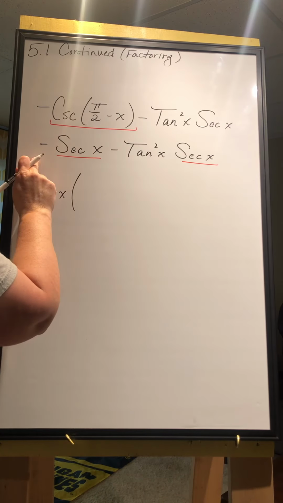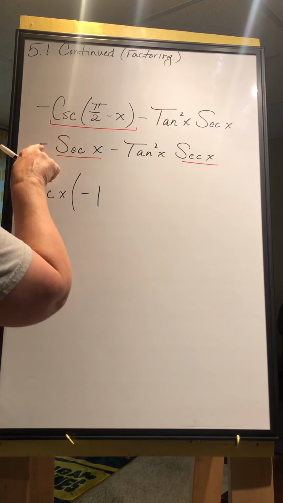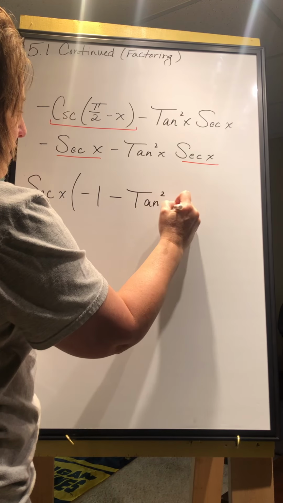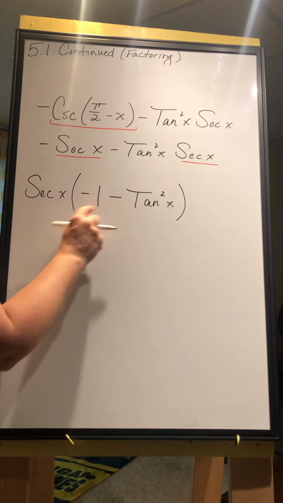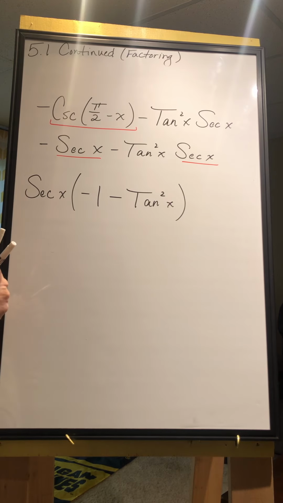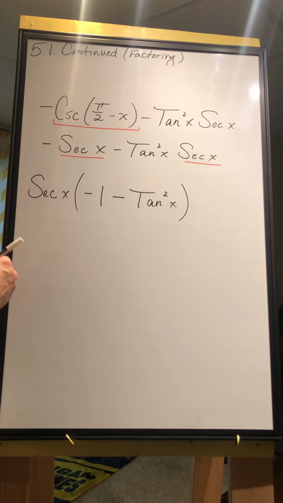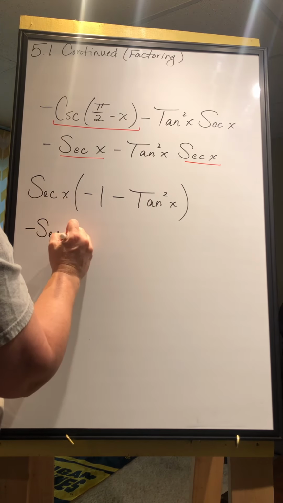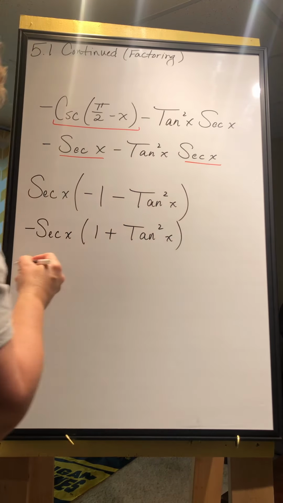What does that leave in this term? It leaves a negative 1 because you took the whole term out except that negative sign. And then we have a negative tangent squared x. So I pulled that secant out here. Since these are both negative, it probably would have been better to just factor out a negative secant. It doesn't matter if I do it now or if I wait till I get down to this point. So I'm going to factor out a negative. So that's going to leave a negative secant x. That's going to make this a 1 plus tangent squared x.